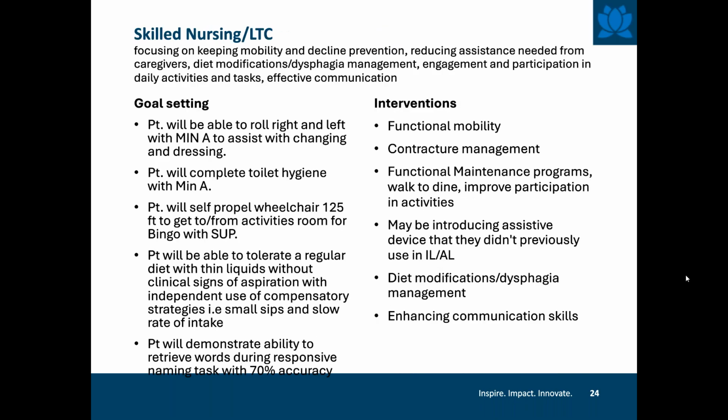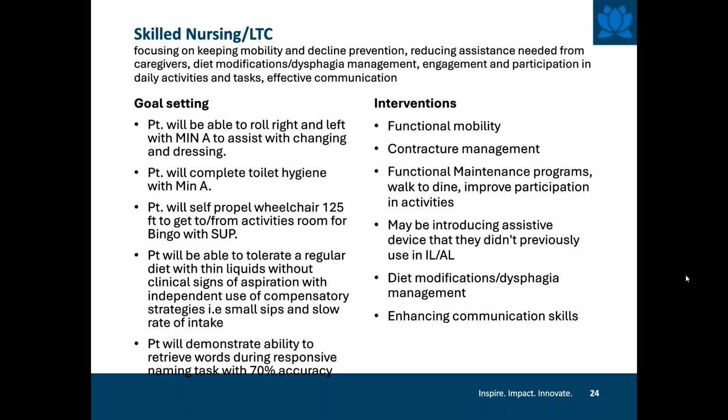For long-term care and skilled nursing, we're focusing on improving mobility and also preventing decline, reducing assistance needed from caregivers, diet modifications or dysphagia management, engagement and participation in daily tasks and activities, and effective communication. So goal setting in this setting might look like patient will be able to roll from left to right with min assist in order to assist with changing and dressing. Patient will improve toilet hygiene to min assist.